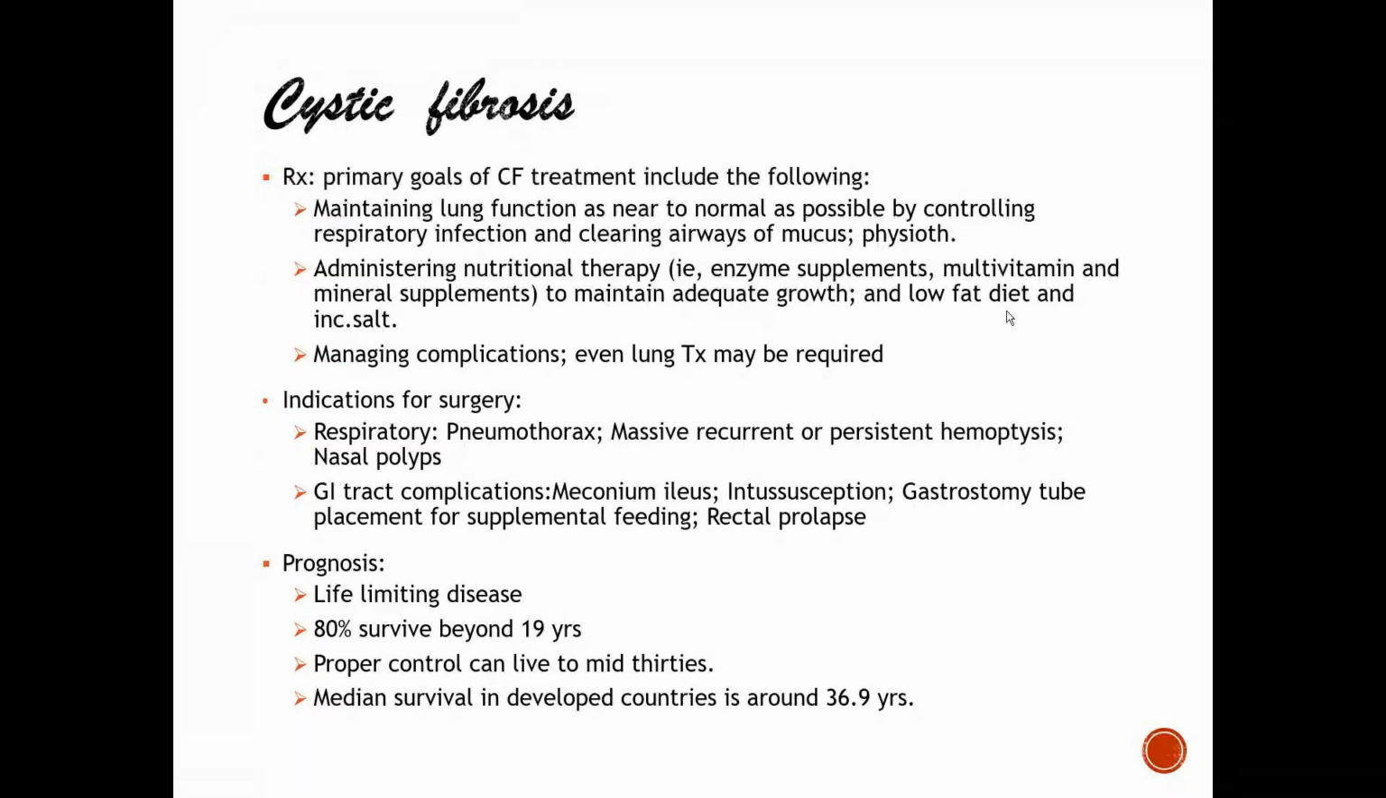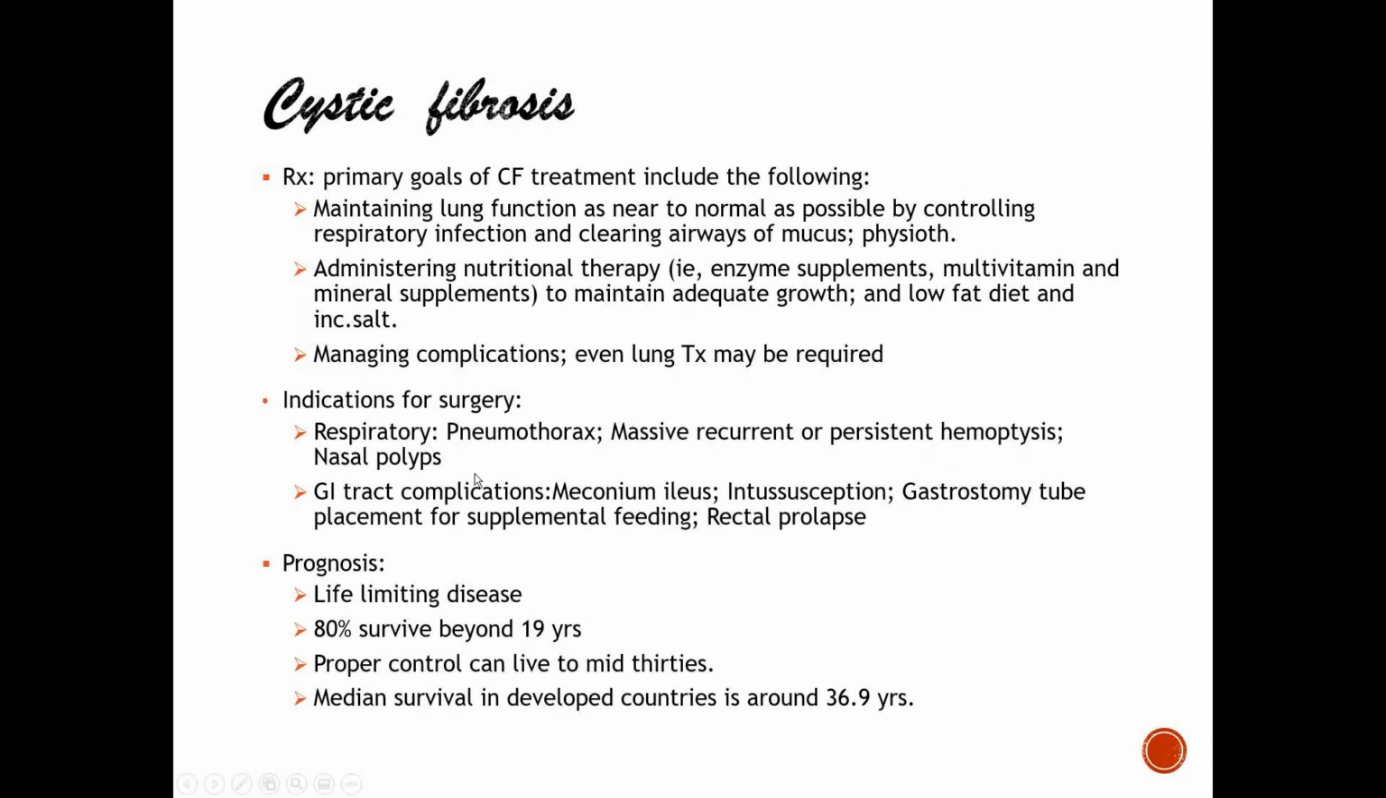And then, of course, managing complications, even up to the stage of doing a lung transplantation, may be required. The indication for surgery. So, where does the surgeon come in cystic fibrosis? Where do we as surgeons come in? Respiratory problems, where a surgeon is required: the patient presents with pneumothorax, massive recurrent or persistent hemoptysis, or nasal polyps.